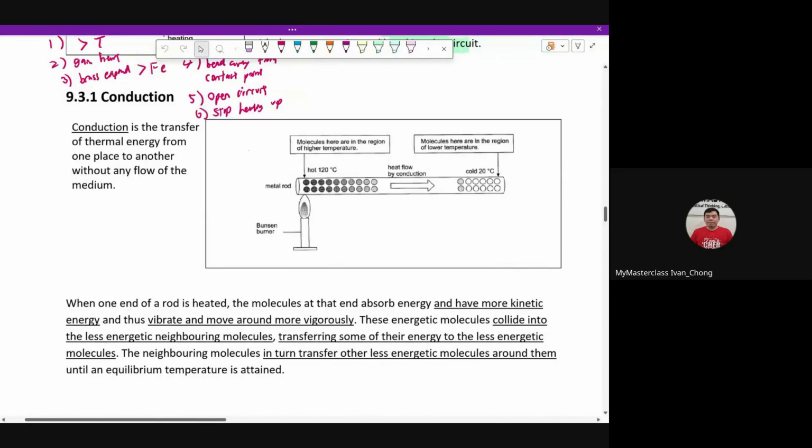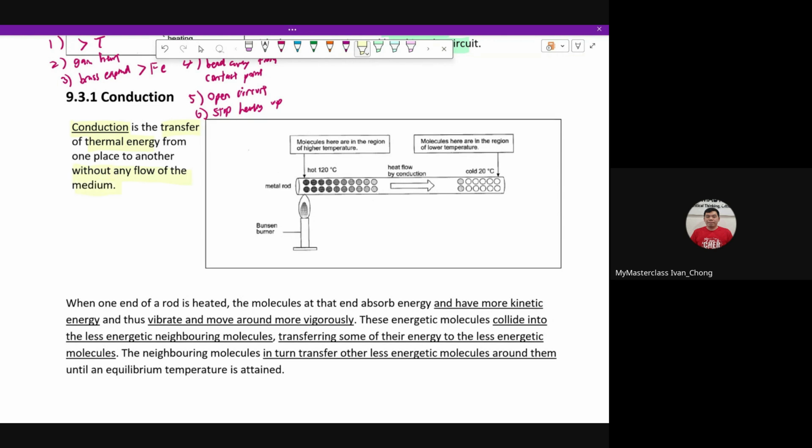Okay, so for your next part of your heat transfer chapter, we're going to talk about the methods or the types of heat transfer. The first one we're going to talk about is conduction. Basically it's the transfer of heat, if you don't want to keep writing the word thermal energy, without a flow of any medium itself.